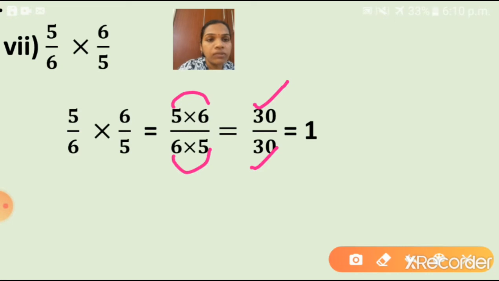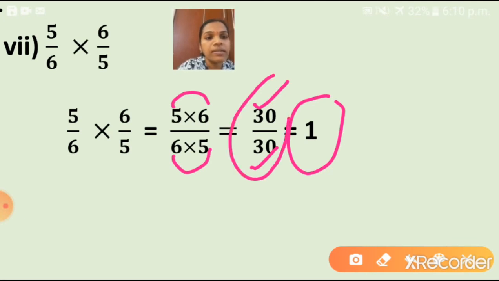So 30 is divided by 30. That means 30 upon 30. What is your answer? 1. So if one number is multiplied by that number, your answer is always 1. Okay, suppose 5 upon 5. What is your answer? 1. Like this here, 30 upon 30, your answer is what? 1. Understood, children? Shall I go to next?